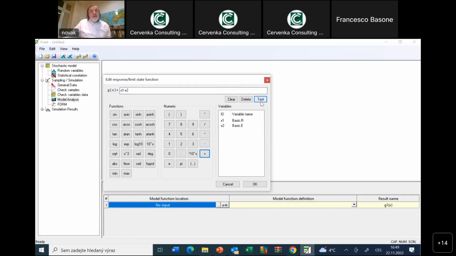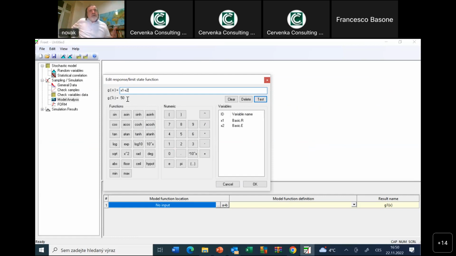I have here a quite interesting function, the test button. If I click on test, then the function is evaluated using the mean values of the variables, right? It's not the mean value of the function. It's just a calculation of the function with mean values. In our case, it's very simple, 200 minus 150. But in some cases of more complicated functions, this is very useful, because you have to know the behavior of the function at deterministic level before you randomize it.